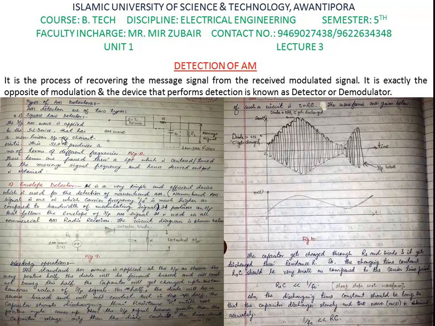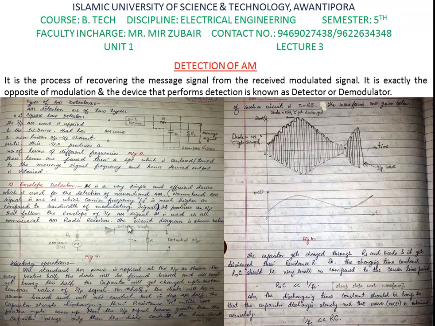The circuit diagram is shown as below. Here you can see we apply the AM wave over here. This is Rs, the series resistor. This is the diode which is connected to it. This is the capacitor. This is the resistor, and the detected output is taken from these two terminals.